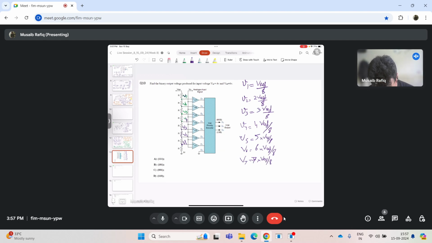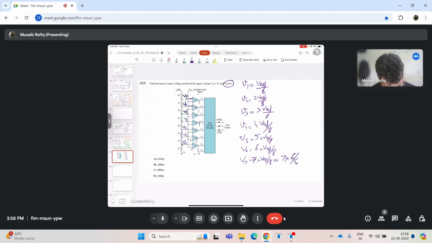So this is your V7, V6, V5. These are the inputs here. All of them are comparators. So if the input at the comparator is greater, the output will be 1, otherwise the output will be 0. So let's compute V7 first. V7 is simply equal to 7 times Vref. My Vref is 6 volts.